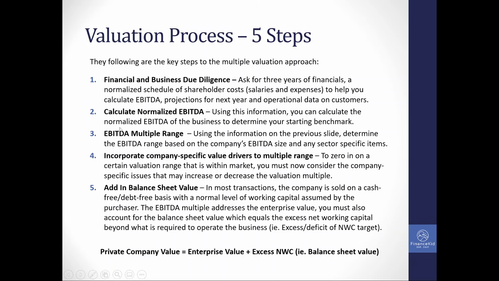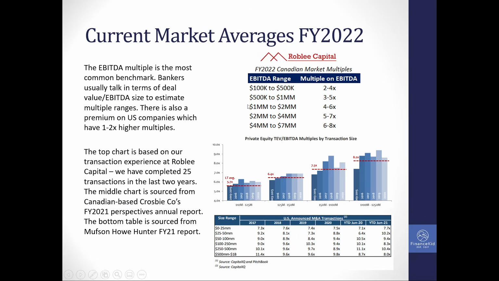So once you've calculated your normalized EBITDA, the second variable is the multiple, and the multiple relates more to the qualitative specifics of the company, not really the financial performance as much as the qualitative side of the business. So when you look at that calculated EBITDA, the next thing is you want to determine the multiple range. If I've calculated my EBITDA and I'm generating $1 million in EBITDA, I go back to the table and say $1 million to $2 million probably trades at 4 to 6 times.